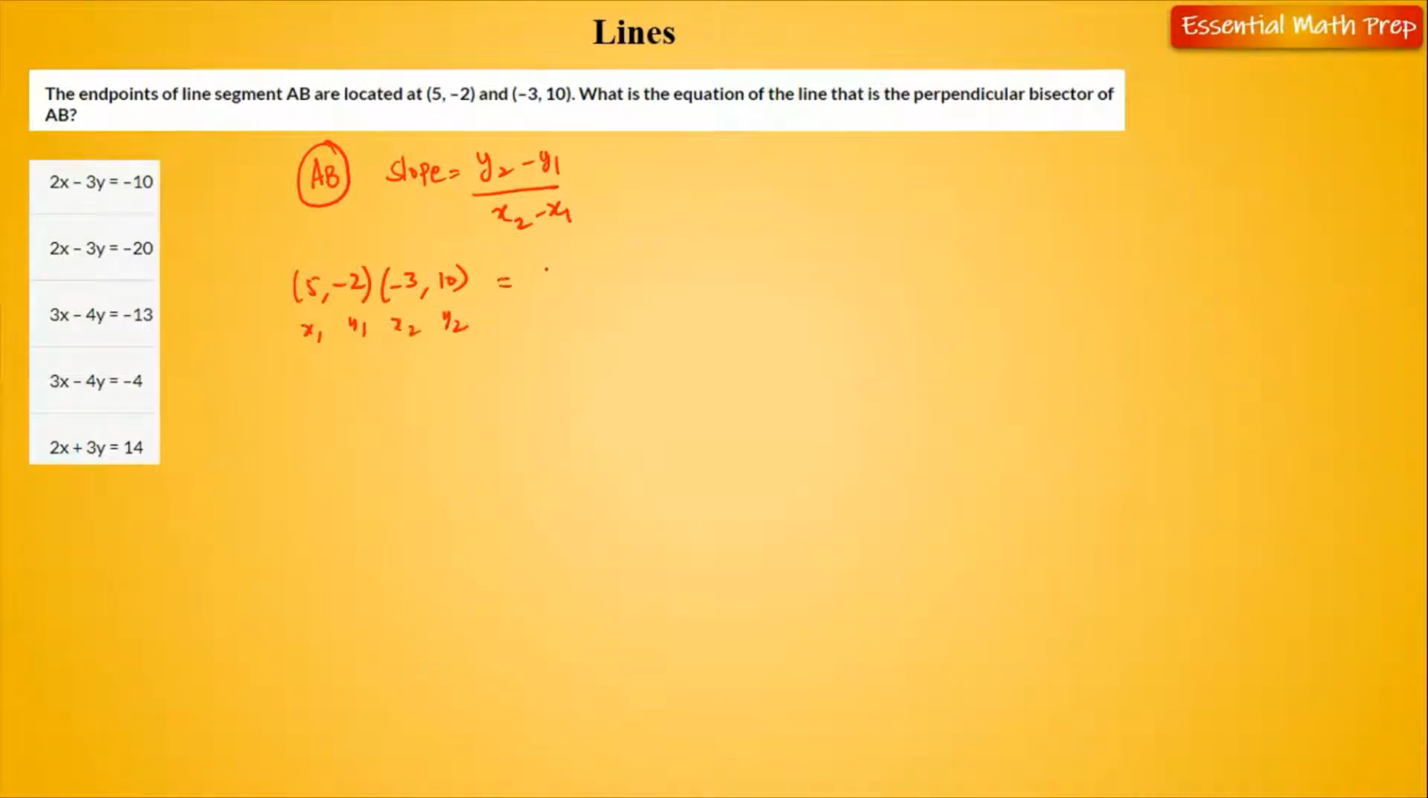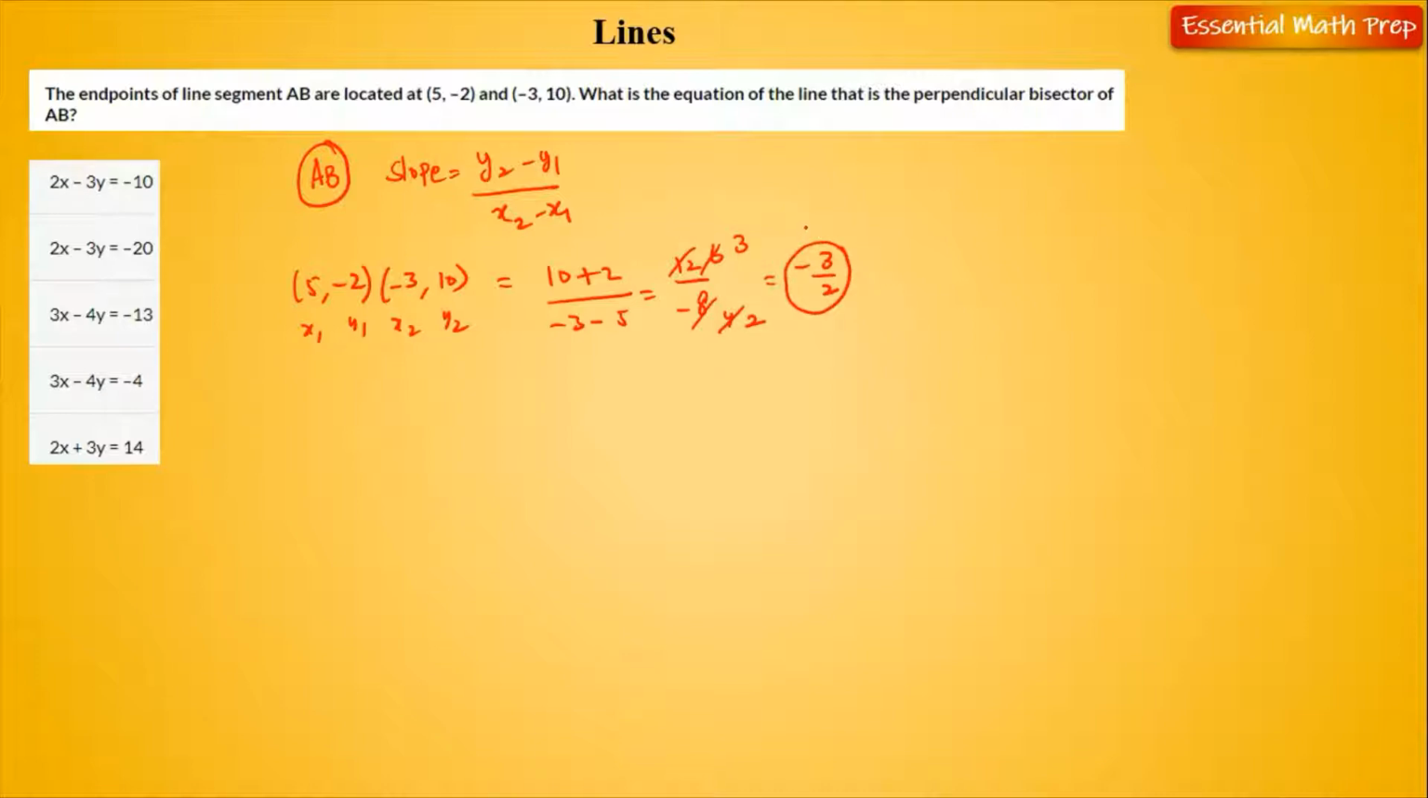So that will be 10 plus 2 over -3 minus 5. That will be 12 over -8. So this is 2 sixes, this is 2 fours, this is 2 threes and 2 twos. So that will be -3 over 2. So this is the slope of line segment AB.